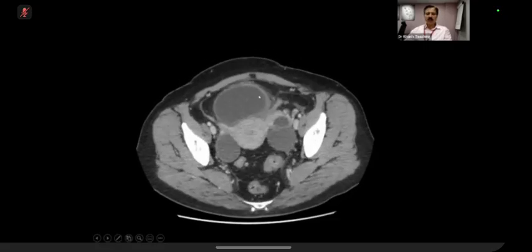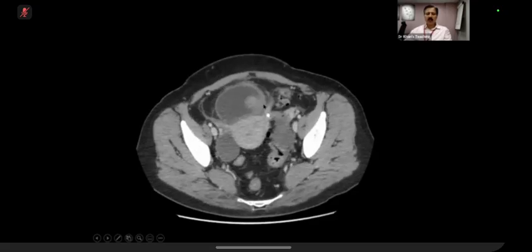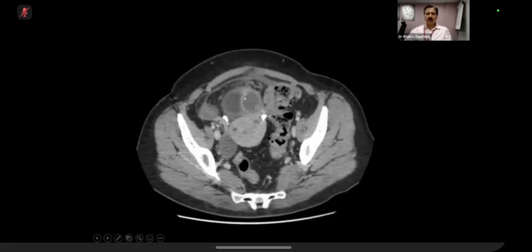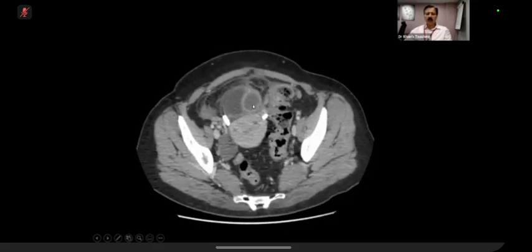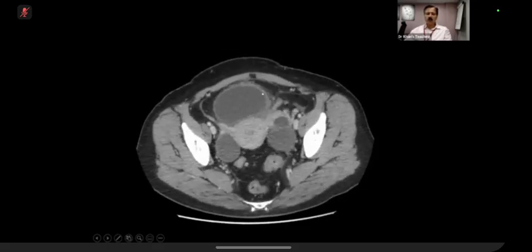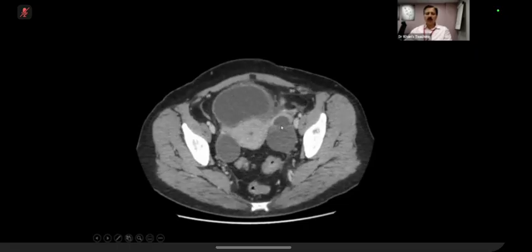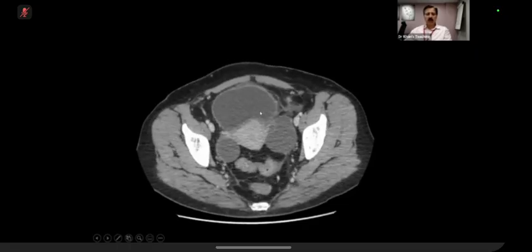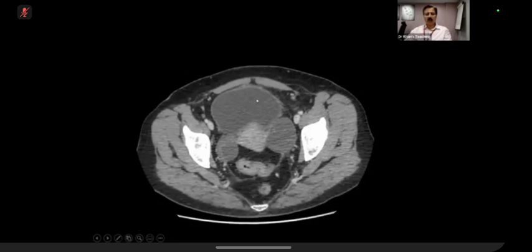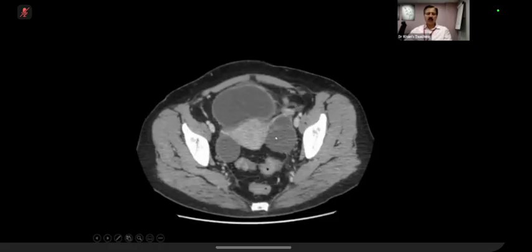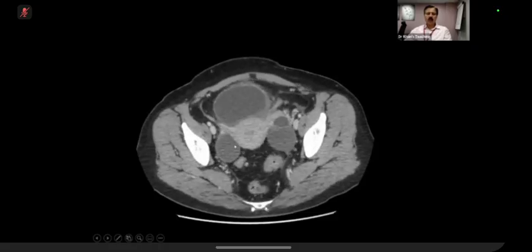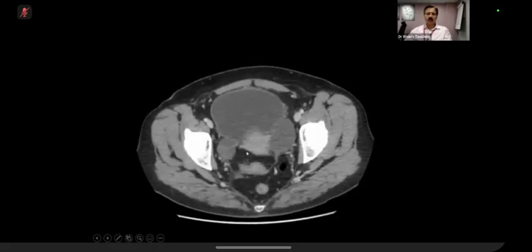Where is it sitting? This is the urinary bladder. It is sitting on the posterior surface of the urinary bladder. Right now, it is not fistulating into the urinary bladder, but you can infer that, in a few days' time, it might, and then you will see air inside the urinary bladder also. I'm not interested in these ovarian cysts.